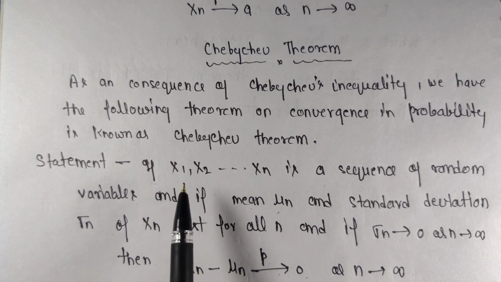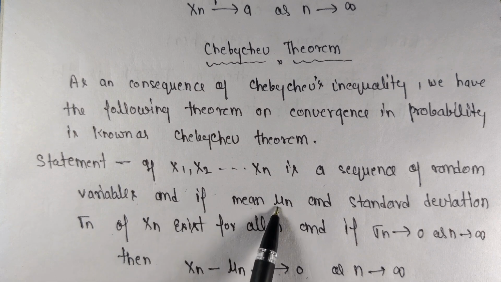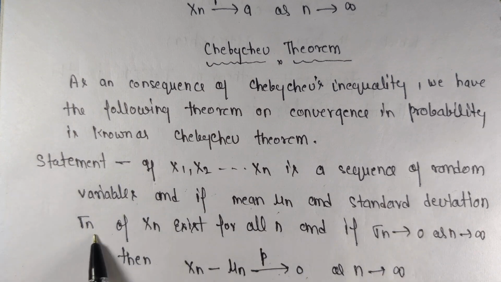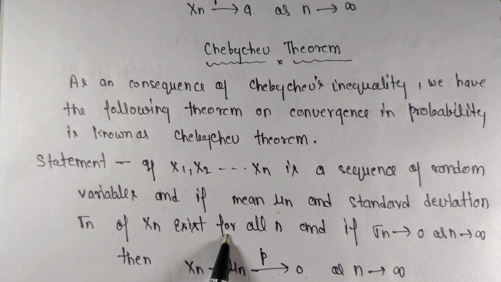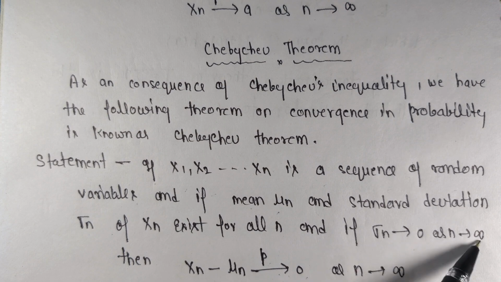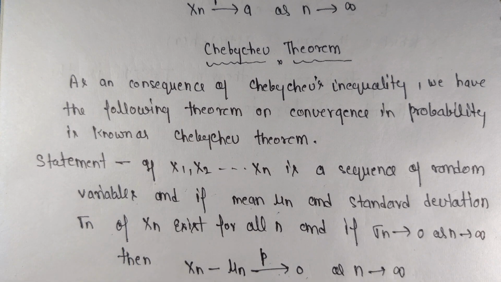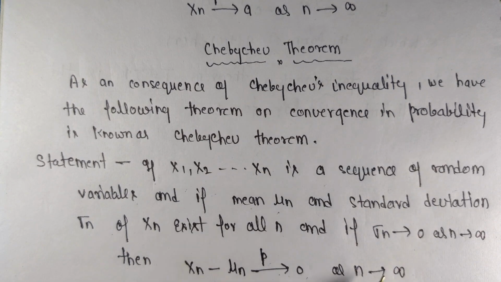That means we are considering x1, x2, ..., xn as a sequence of random variables with mean mu n and standard deviation sigma n of xn, and mu n and sigma n exist for all n. If sigma n tends to 0 as n tends to infinity, then xn - mu n converges to 0 in probability as n tends to infinity. So this is the statement part. You can simply prove this statement by using the Chebyshev inequality. Now you can see the next step.